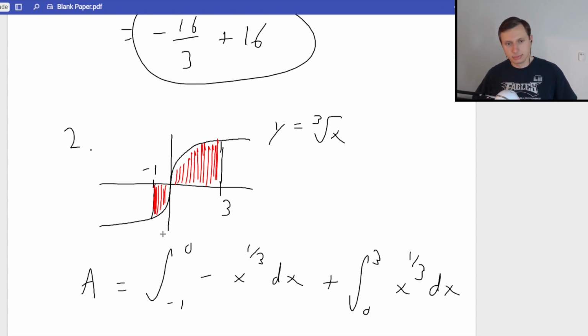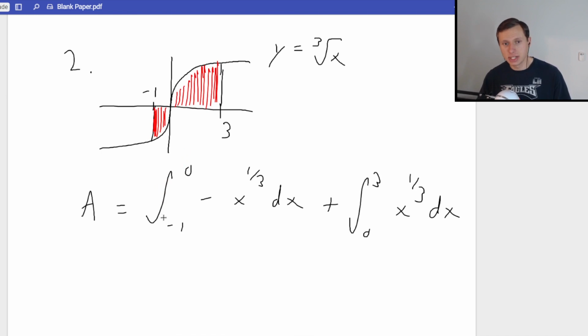So where's the 0 and 3 coming from? That one's coming. So does the left one make sense? -1 to 0. Yeah. So the right one's coming from the exact opposite reason. The red region in the positive is from x equals 0 to x equals 3. Do you see that? Oh, yeah. I got it. Thanks. Yep.